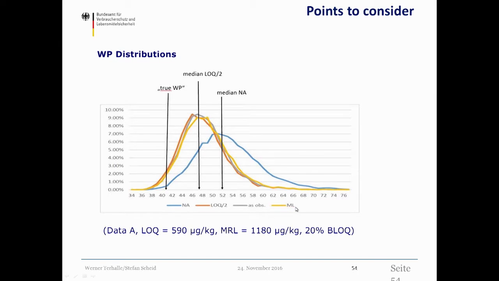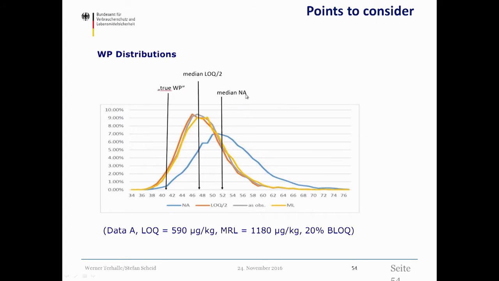The yellow one is the maximum likelihood. The gray one is the observed values. Orange is the substitution by half the LOQ, and this one is not considered, the blue one. And the blue one gives much longer withdrawal times. And here the median is quite similar between the three methods.